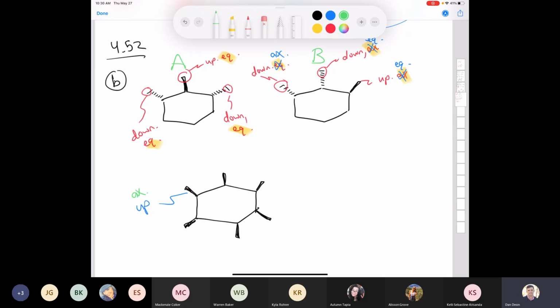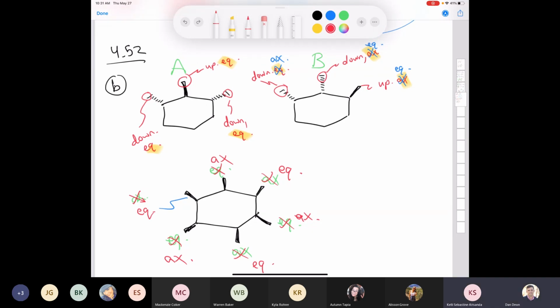If this one's axial, the next one would be equatorial. This one would be axial. This one would be equatorial. This one would be axial. This one would be equatorial. If you were to flip the ring, so that this one is now equatorial, then it would make this one axial, this one equatorial, this one axial, this one equatorial, and this one axial. So it's about the ring flip. They're always pointing up, because they're all wedges. But when you flip the ring, it alternates between up and axial and up and equatorial. Does that help?